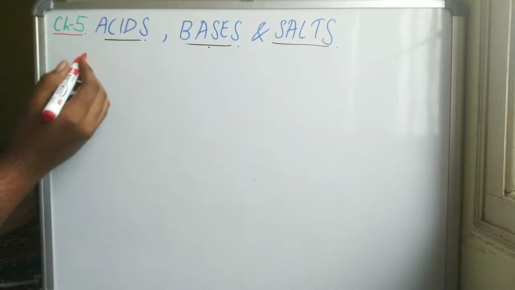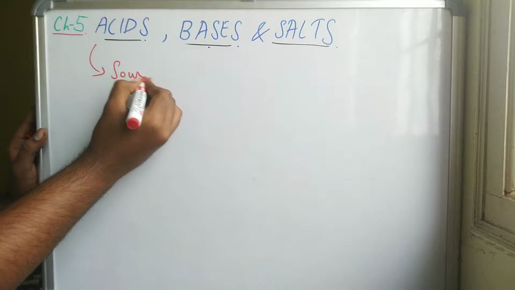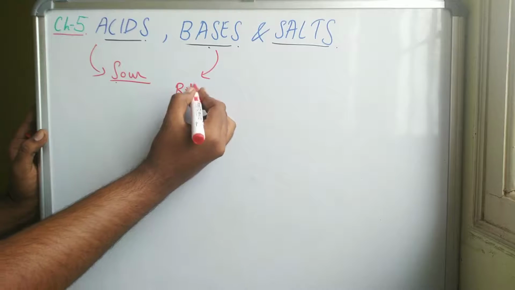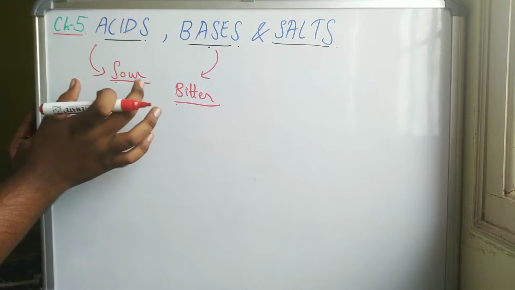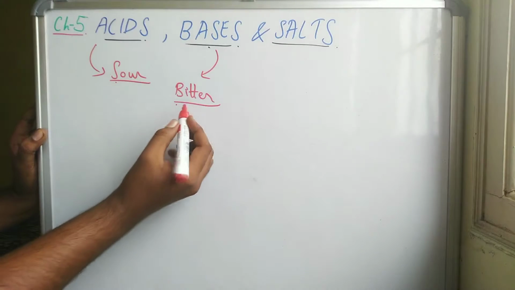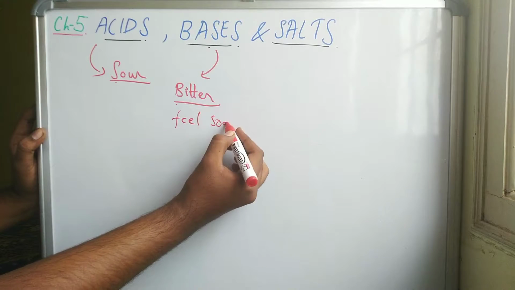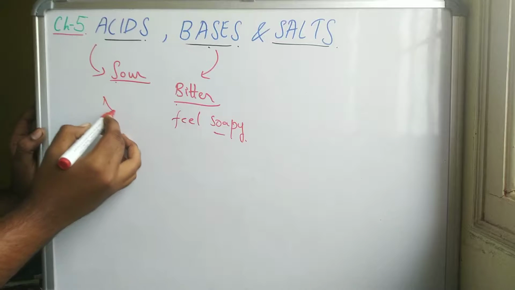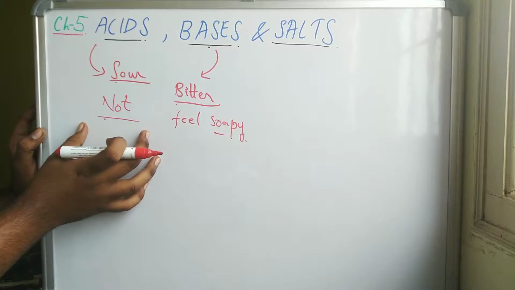So basically acid means it tastes sour. Fine. Base, bitter. So the first difference you have to identify is that acids taste sour and bases taste bitter. And when you touch the bases, they feel soapy. In the case of acids, it is not there.